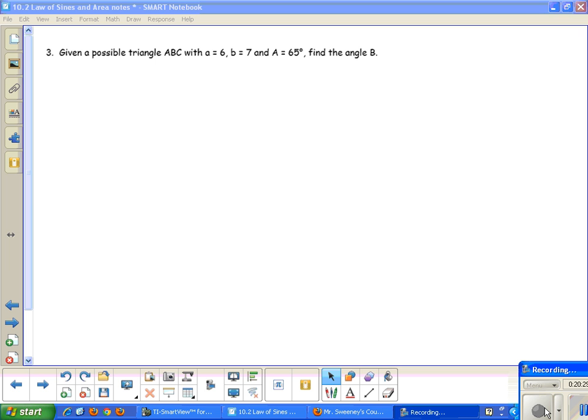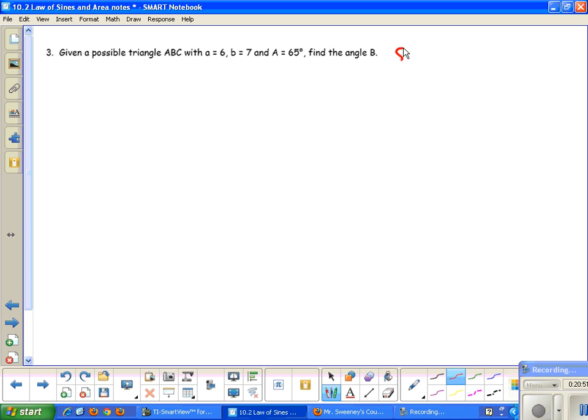So for this first one, it says, given the possible triangle with side a equals 7, side b equals 6, and angle A equal to 65 degrees, we want to find angle B, and we're actually going to solve to find the rest of it. In this case, notice I have two sides and the angle opposite one of the sides. Because of that, I know that this is the ambiguous case. We have side, side, and angle.